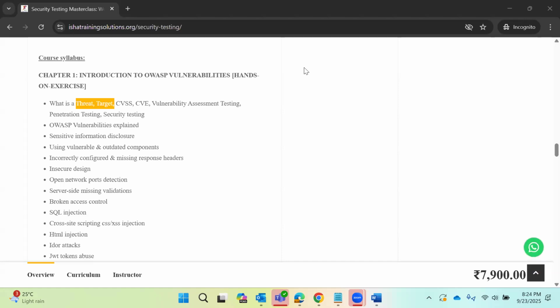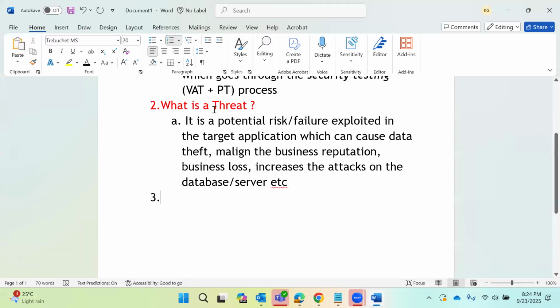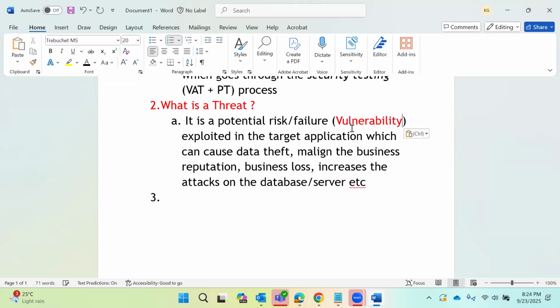Yeah, I think you used a good word, vulnerability. So sometimes people also call a threat as a vulnerability. Or I will simply write like this. It is a potential risk or failure. In the brackets, I will write the word vulnerability. They are same.